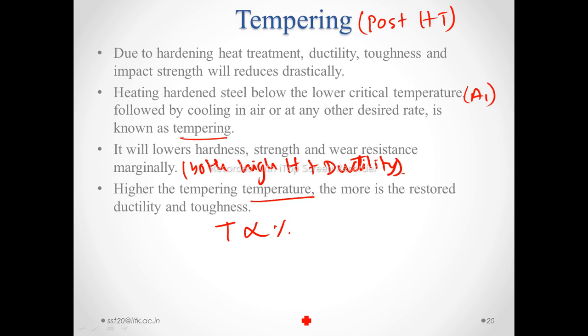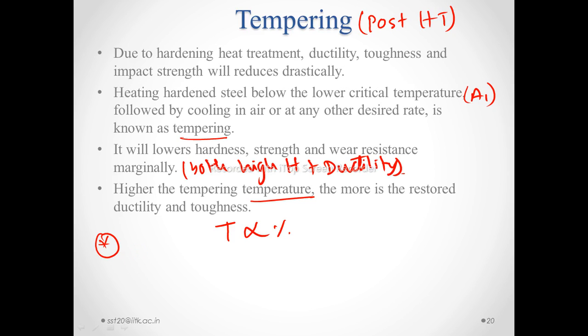So hardening followed by tempering is the only conventional heat treatment process suitable for improving the elastic limit of steels. Okay, this is the main advantage of the tempering process. The tempering process can be carried out in four different stages.